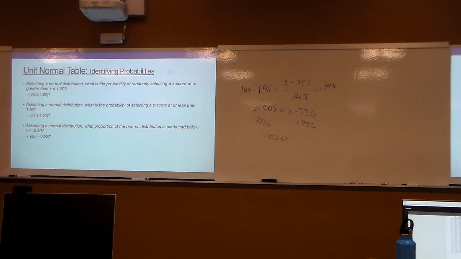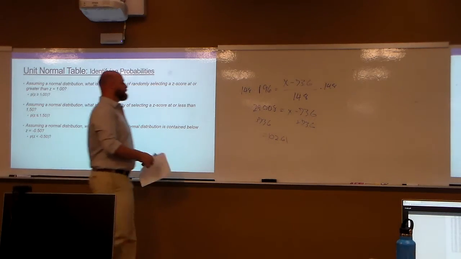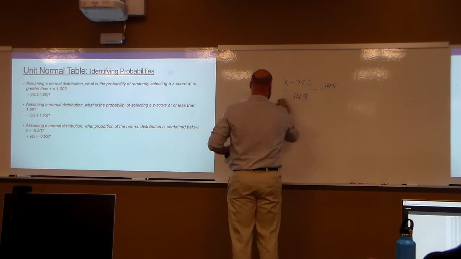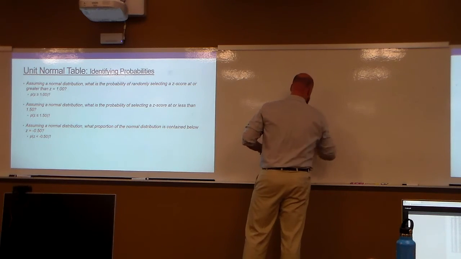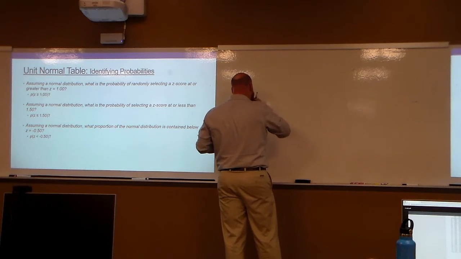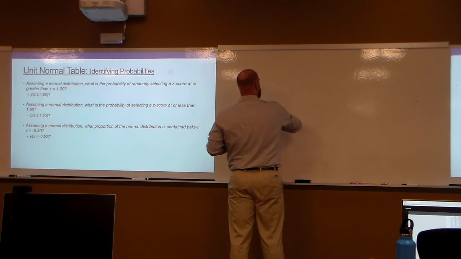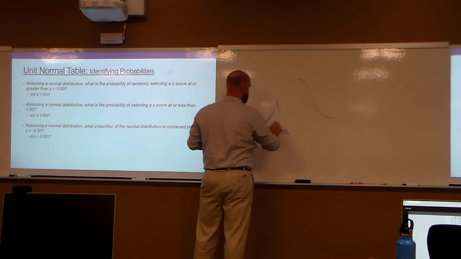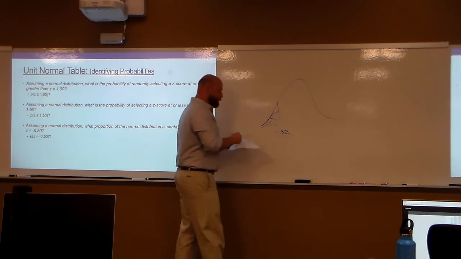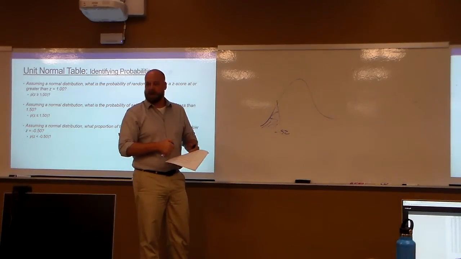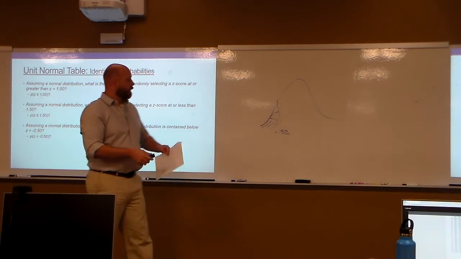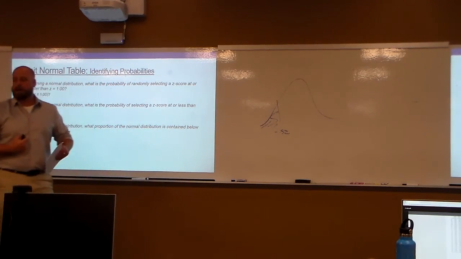So again, this is where sketching these out can start to become helpful, because I'm wanting to find the proportion falling below negative 0.5. So I say, here's negative 0.5, that's actually not to scale, but this is what I'm looking for. So I'm still looking at the tail, using my table to find the proportion falling right here.